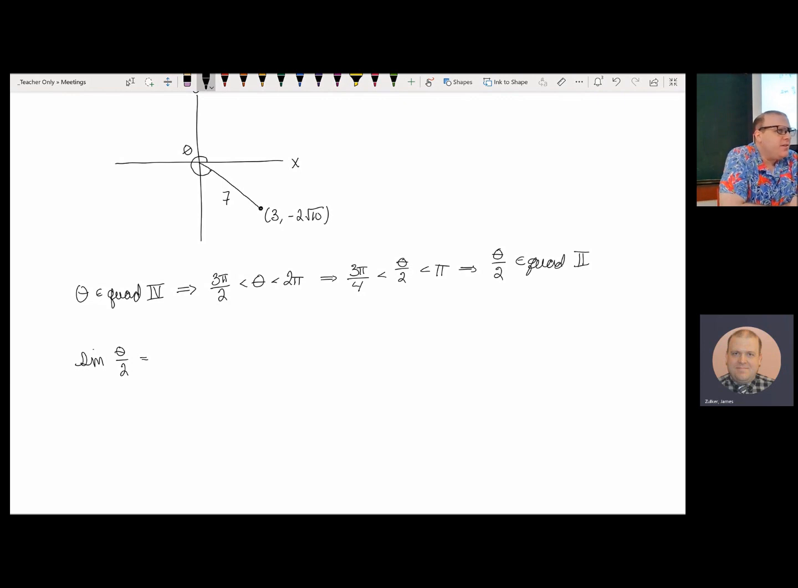Sign positive in quadrant 2. Can I ask you something? Isn't any angle in quadrant 4, if you chop it in half, going to be in quadrant 2? Well, that's what we just did here. That's what that says. Well, I know, I just. Yeah, okay, that's cool.